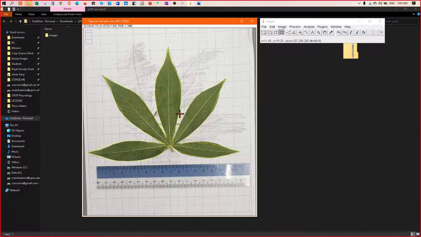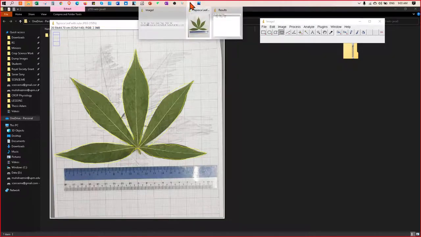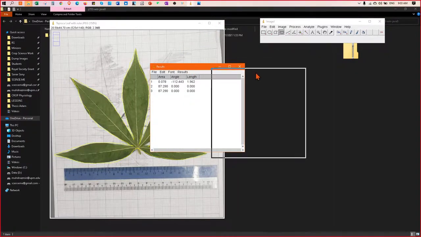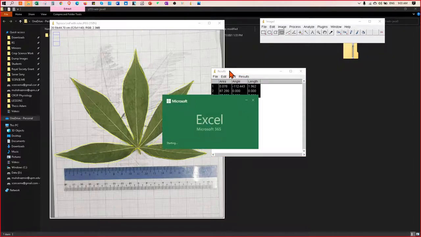So I just press M. When I press M, why is it not appearing? Okay, it's at the back actually. So this is the area. The area of the whole thing that I have traced here is 87.29 square centimeters. You can copy this and send it straight to Excel if you want to. It's very easy.